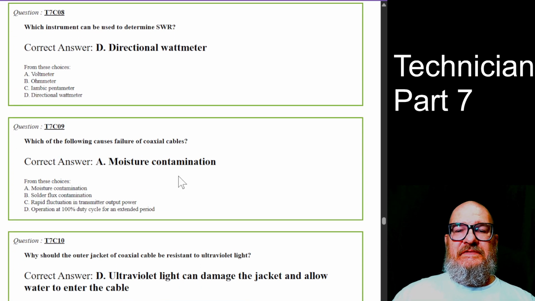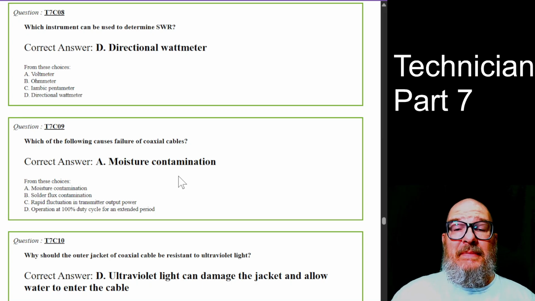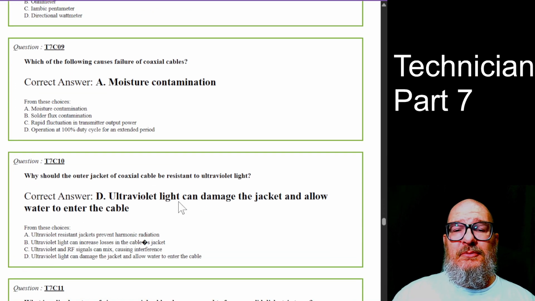That's loss. Which instrument can be used to determine SWR? And that would be a directional wattmeter. You can buy SWR meters, and they are just directional wattmeters. That's basically what they are: they measure the power forward and the power reflected.